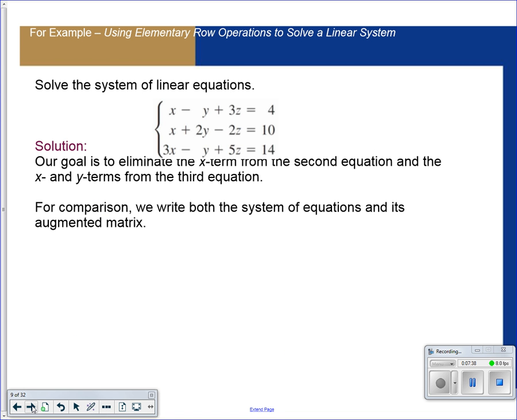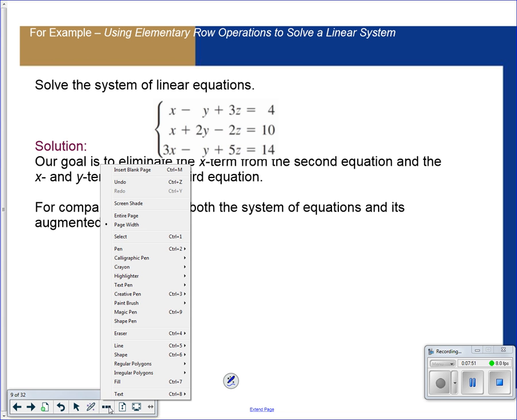Okay, so this is to solve the system of linear equations, and I asked you to read through this one because it's actually solved for you. I just wanted you to see it one time before you actually did it yourself.